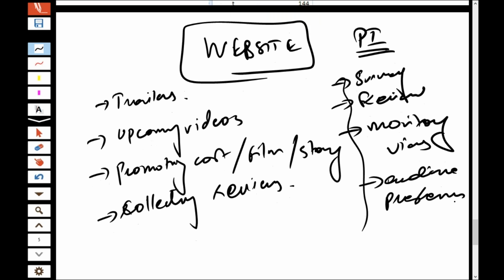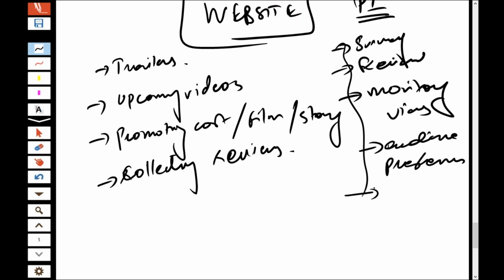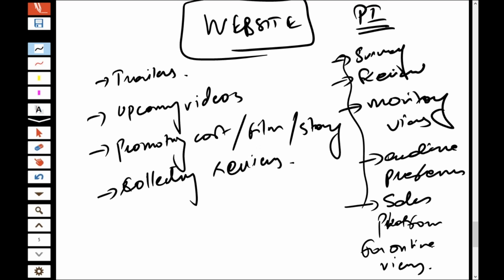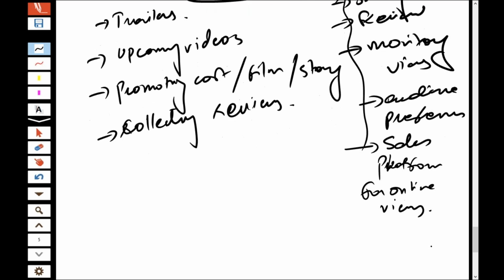When you've got your old films on the website, those old films can actually tell you what the audience preferences are. You could even use it as a sales platform for online viewing. So there are many things that could be done with respect to how the website could be used.